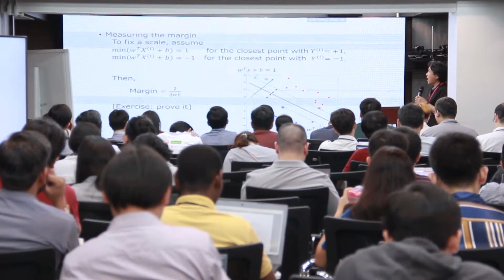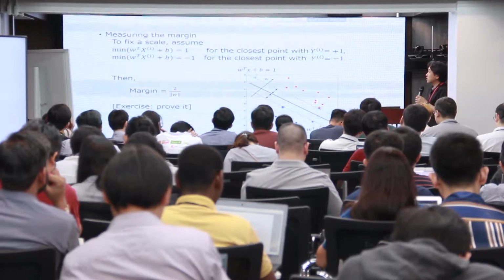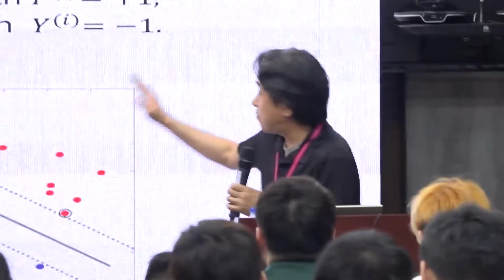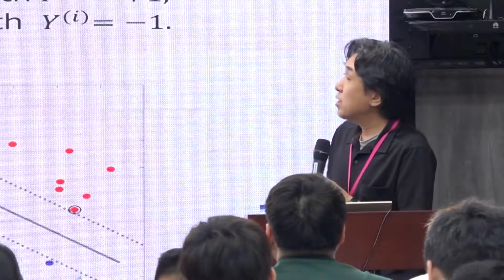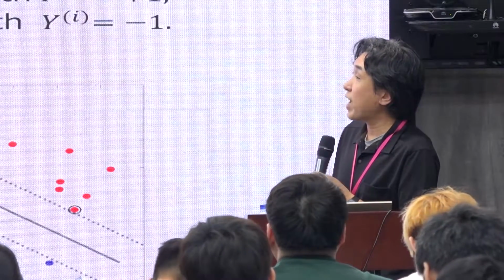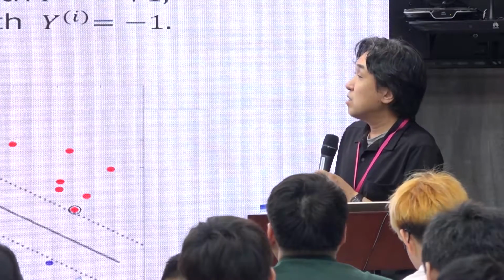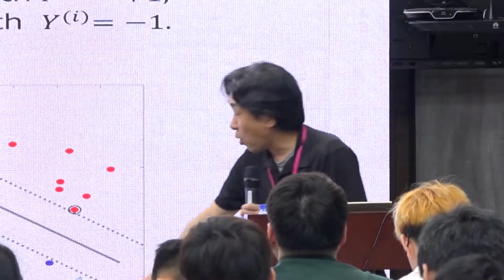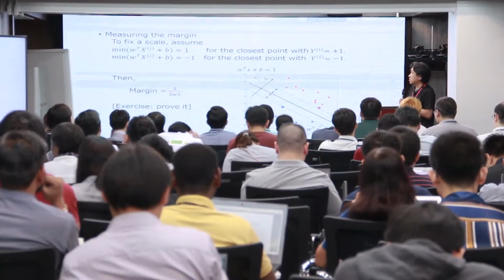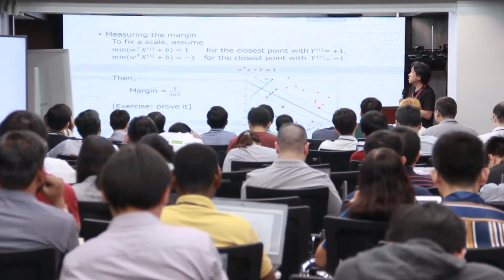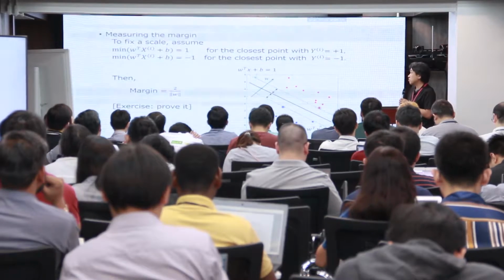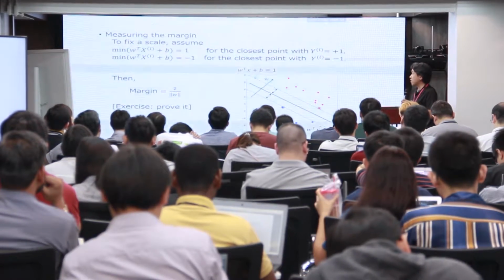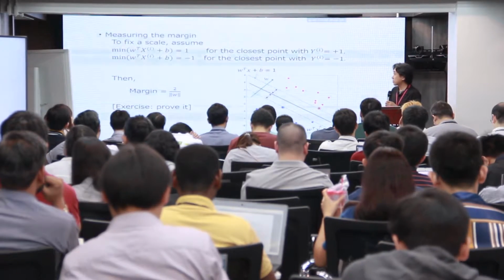In another expression, all the red points are in the region where wx plus b is greater than or equal to 1, and the blue points are in the region where wx plus b is less than or equal to -1. That is the way of fixing the scale of w and b.